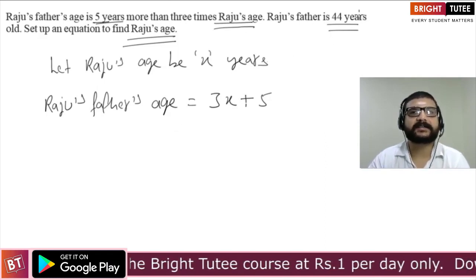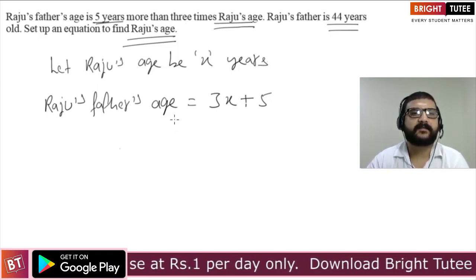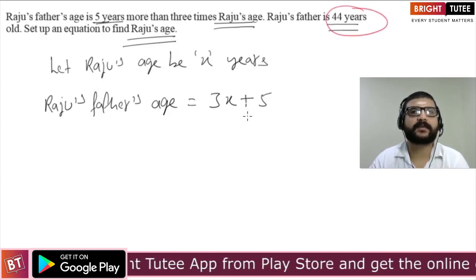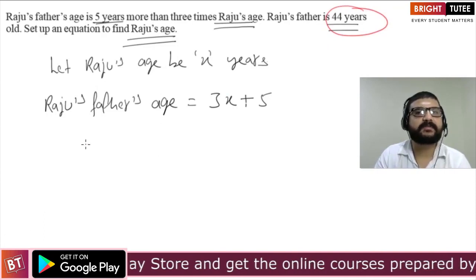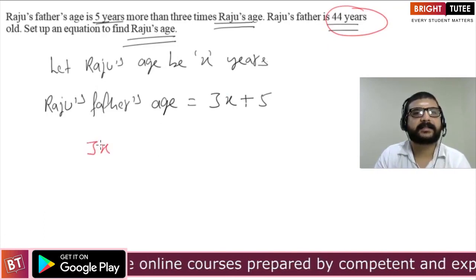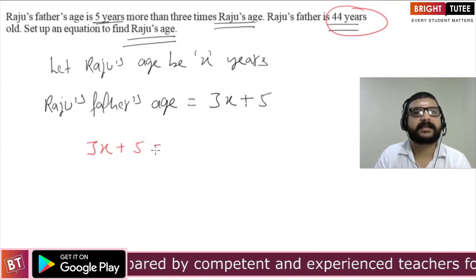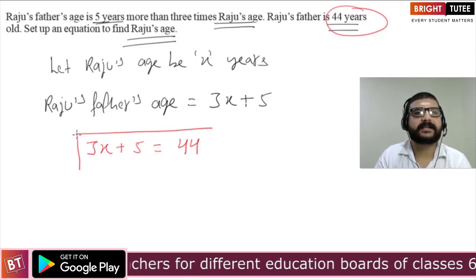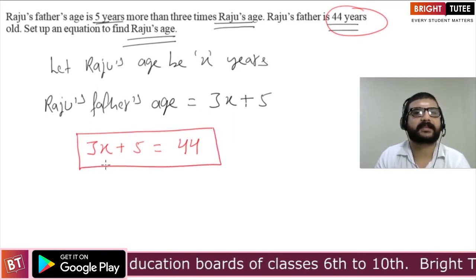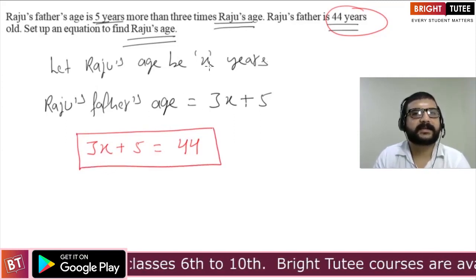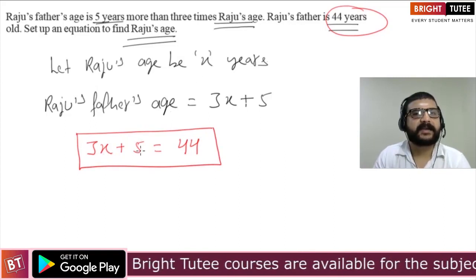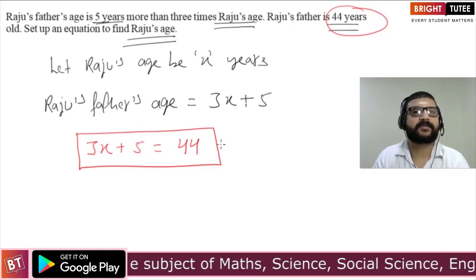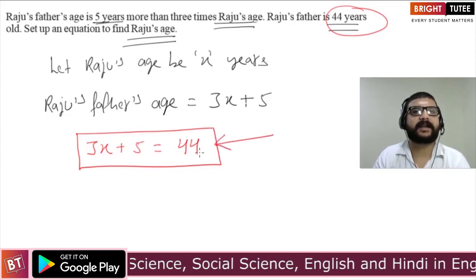Now father's age is already given to us. What is it? It is 44 years, as we can see here. So what equation will we get? We will get 3x plus 5 is equal to 44. This will be the equation representing the above situation. Raju's age is x years, 5 more than 3 times of it will be father's age, and it is 44 years. So this is the required equation.